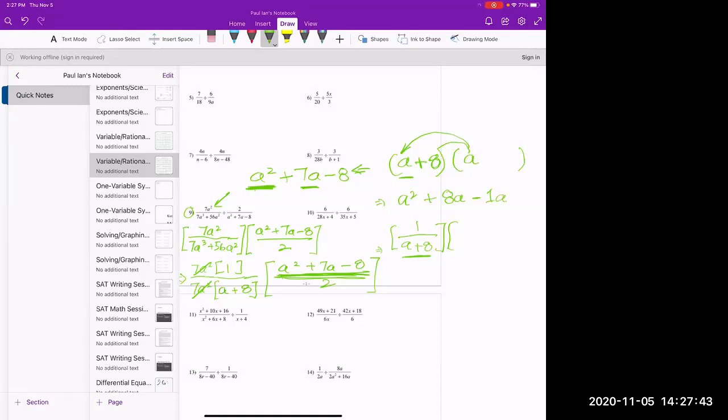Okay, we got that far. So a squared plus 8a minus 1a. But I need to add something here to get minus 1a. So how can I get minus 1a? What do I have to multiply this guy by, knowing I have to distribute it? It has to be something minus. Minus what? Minus 1.